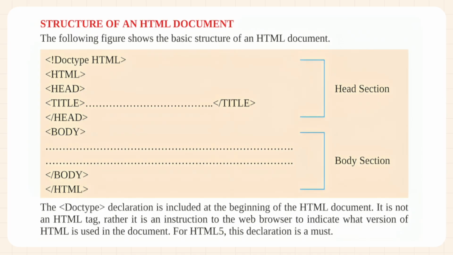Structure of an HTML document. The following figure shows the basic structure of an HTML document. The doctype declaration is included at the beginning of the HTML document. It is not an HTML tag. Rather, it is an instruction to the web browser to indicate what version of HTML is used in the document. For HTML5, this declaration is a must.